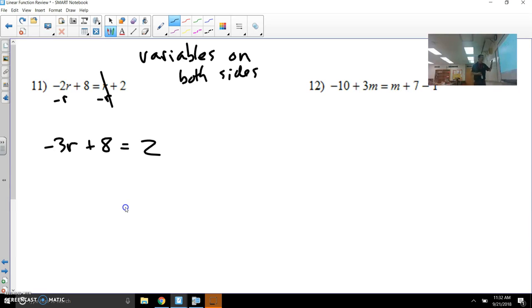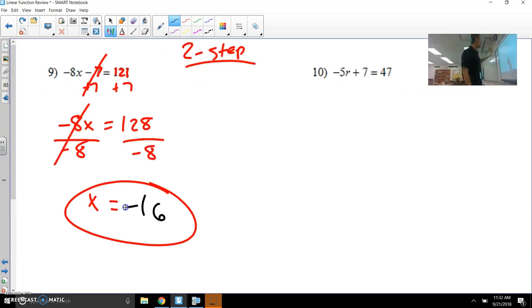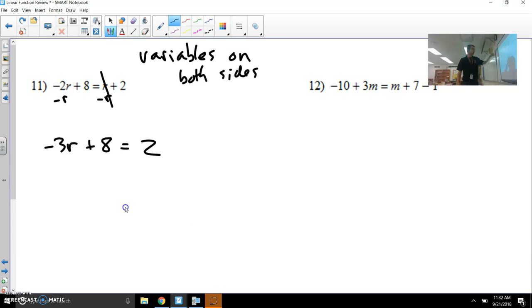Now we need to combine like terms and do the same thing that we did on 9 and what I hope you did on 10. So try to see if you can finish that problem. Try to get r by itself, and then I'll check your work. Pause the video if you'd like to work it, because now we're going to talk a little bit about number 12.